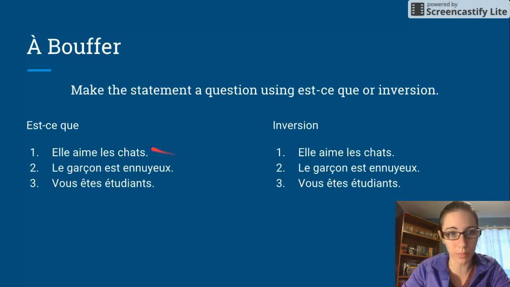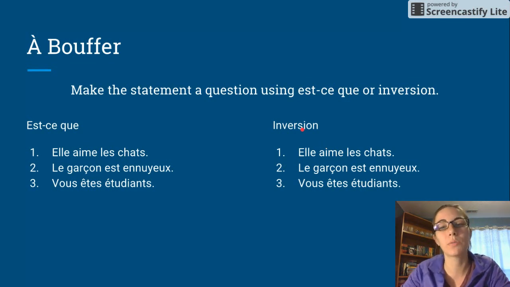Now for your à la carte buffet, what you're going to do is write in your notes, at the bottom of your notes, you're going to take these sentences and turn them into questions using est-ce que. Then you're going to take the same sentences and turn them into questions using inversion. I will come around and check those when we are in class on Monday, so make sure you've got them.